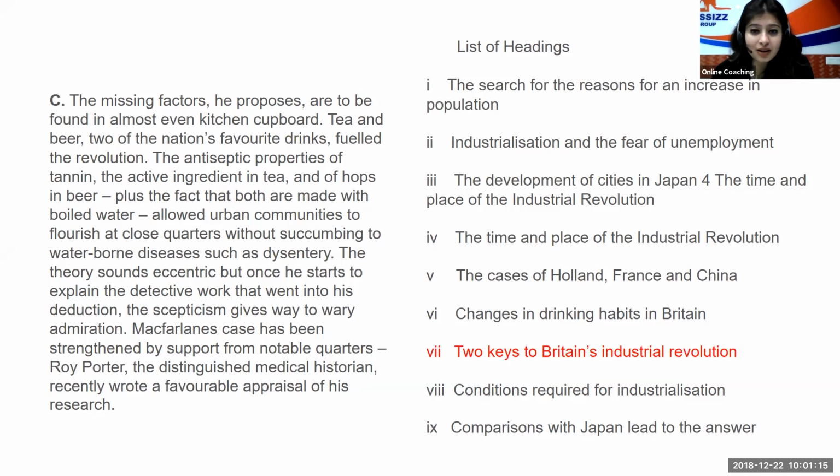So that's why I was making you underline the keywords, because when we have keywords, it's easy. Like in the entire paragraph, I can't see Japan anywhere. So naturally, I'm going to strike it off. 4th and 5th are gone. Okay, I have changes in the drinking habits of Britain. Okay, maybe. Two keys to Britain's industrial revolution. Conditions required for industrialization, that's struck out. Comparison with Japan, again there's no Japan here, so I strike that out. Right, so I have two things: changes in the drinking habits, and two keys to the British industrial revolution. Obviously there's no change here. They started drinking tea and beer, and because of it this happened. So my answer is going to be the 7th one.